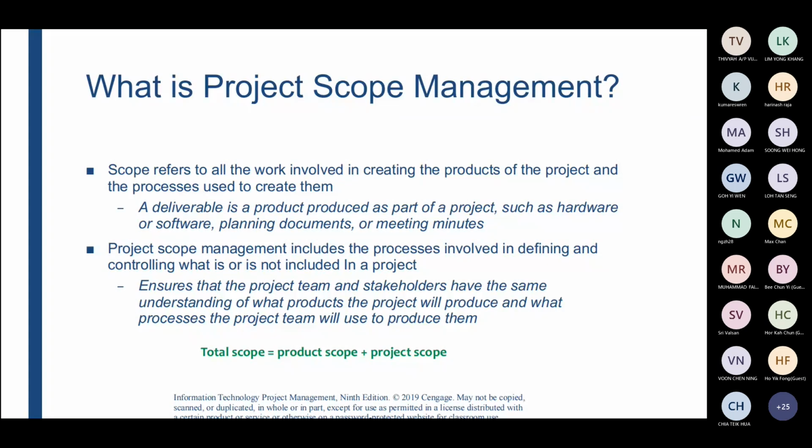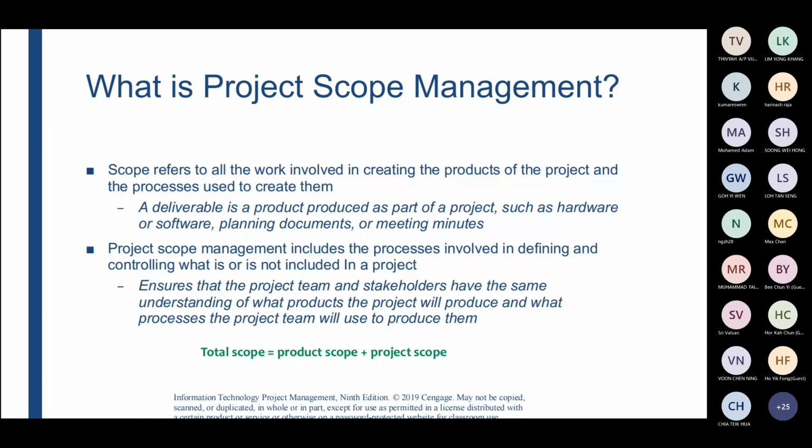The word scope is a very important element for project management. The word scope refers to all the work, remember, all the work involved in creating the product of the project and the processes used to create them. So there are two things here that you have to pay attention to. One, you are trying to create a product out of your project. Normally for IT, it is a system, it is software. And then what are the processes involved in creating them, right?